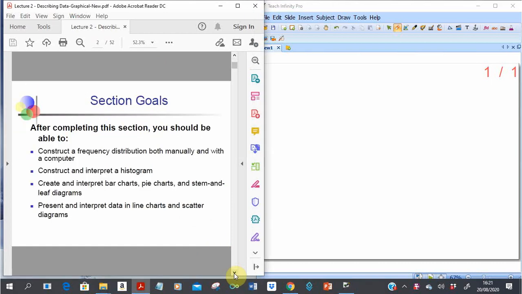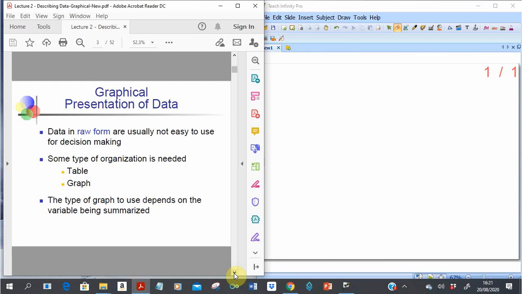Okay, so we should be able to construct frequency distribution tables by now because we already covered that. We should be able also to construct and interpret a histogram, create and interpret bar charts, pie charts, and stem and leaf diagrams. We should also be able to present and interpret data in a line chart and scatter diagrams.